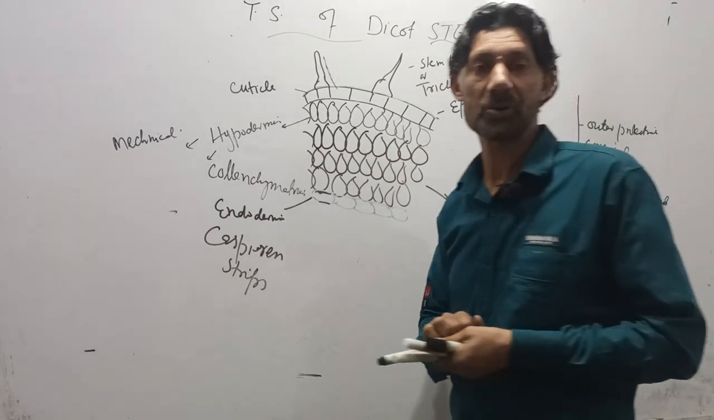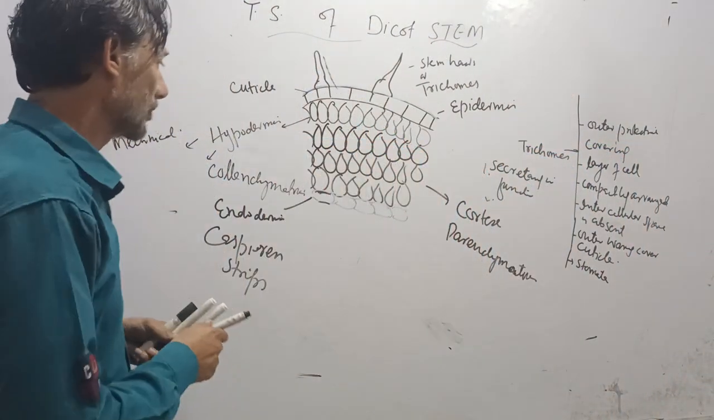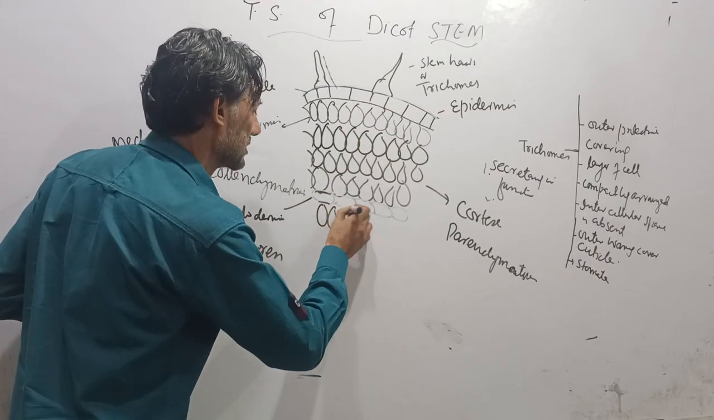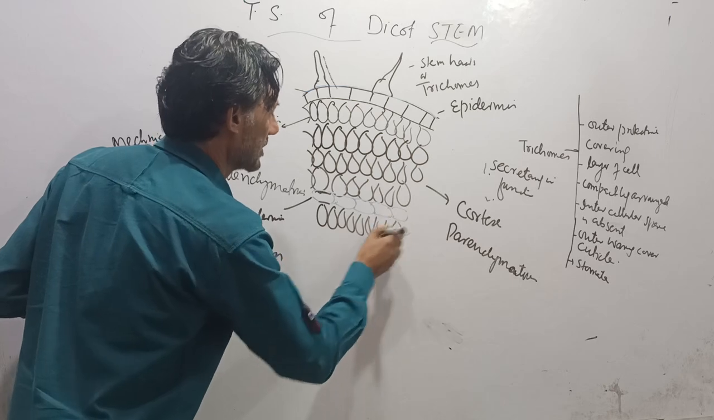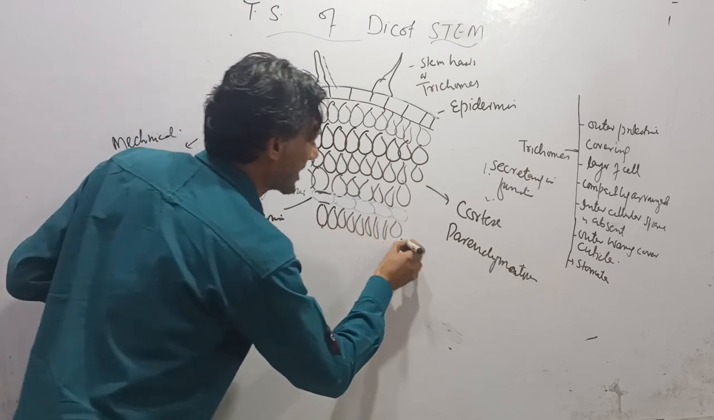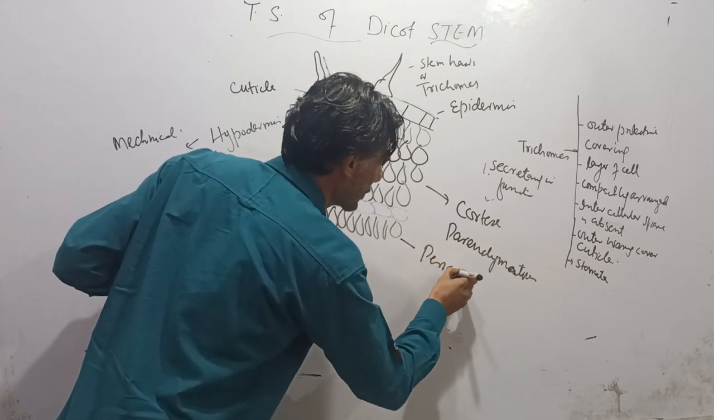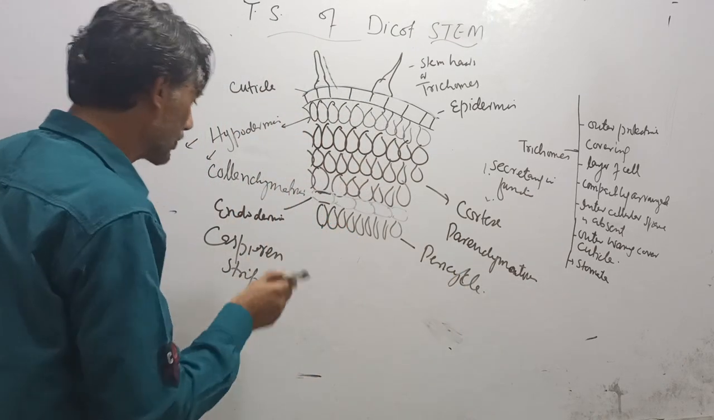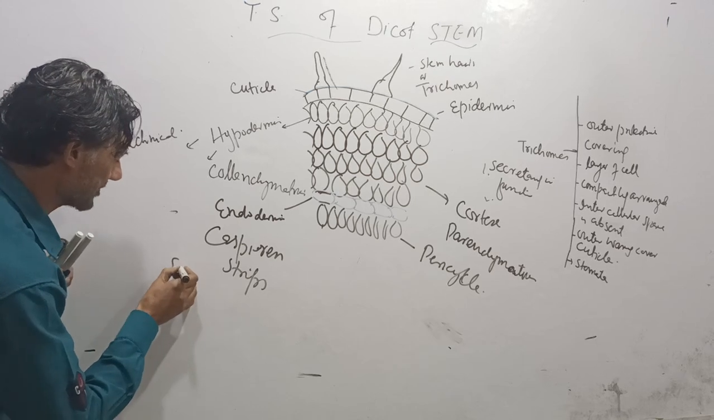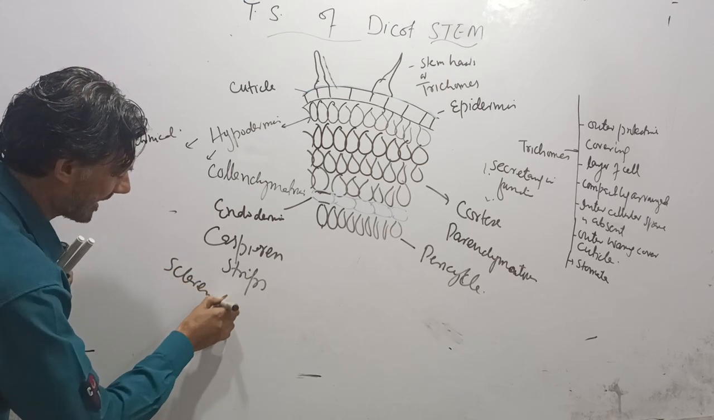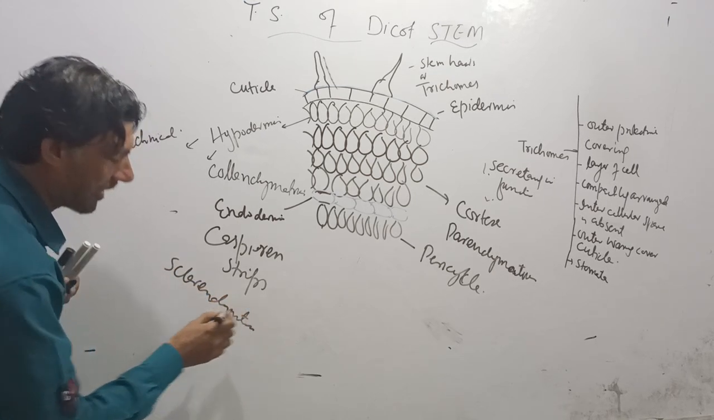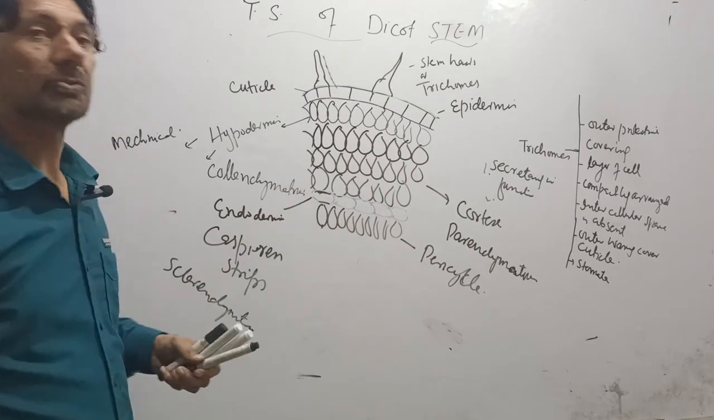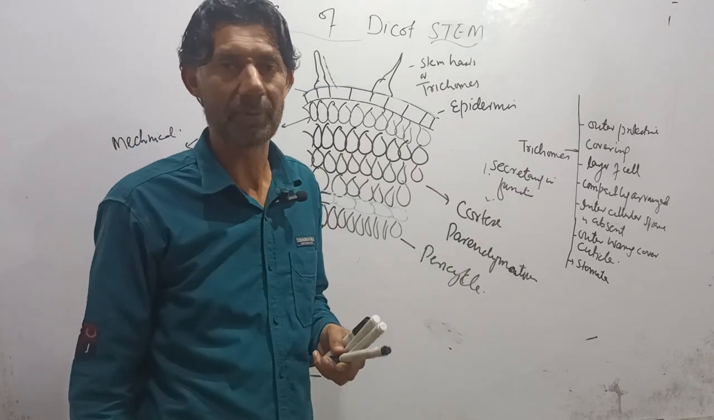Usually the endodermis also gives protection. Next is a multi-layered tissue called the pericycle. The pericycle is made up of sclerenchymatous cells, so it also gives mechanical strength to the stem.